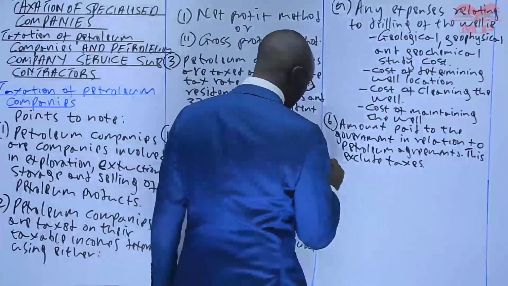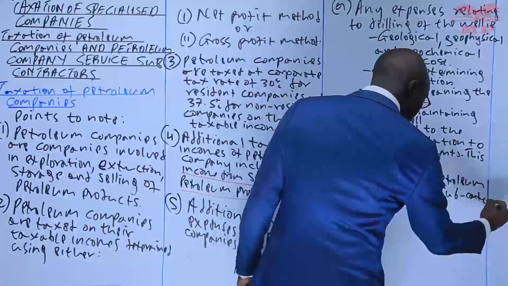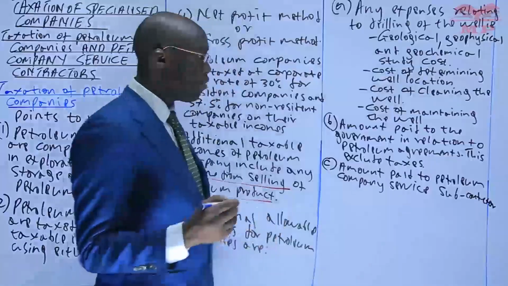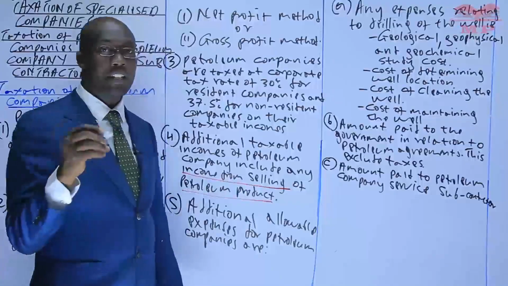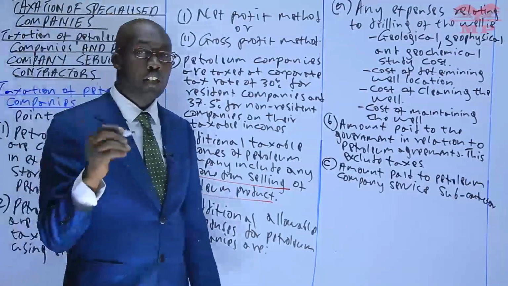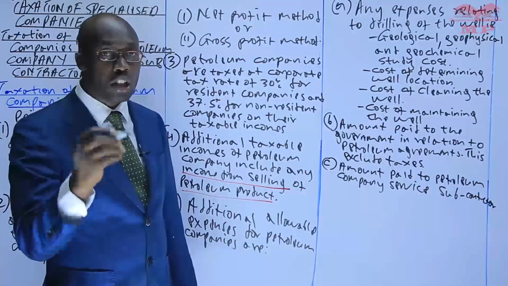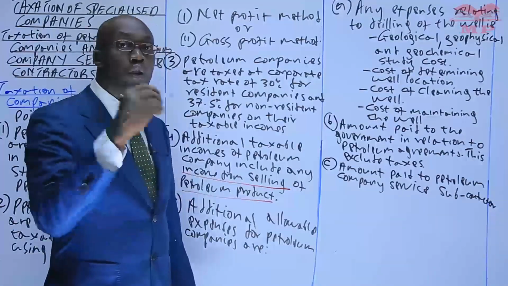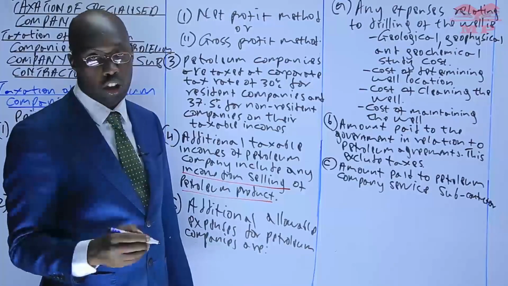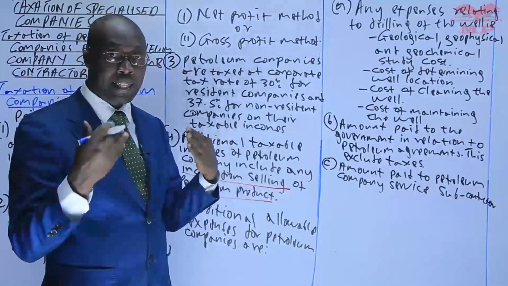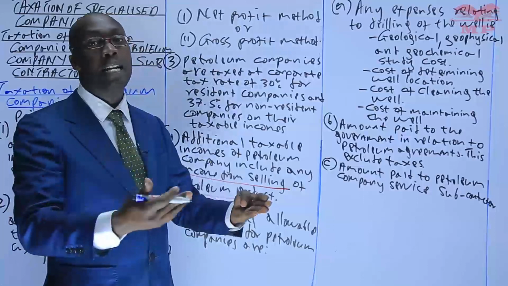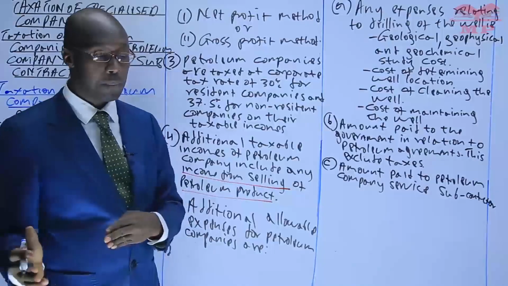Point number C is the amount paid to petroleum company service subcontractors. When you talk of a petroleum company service subcontractor, it is any other company that is contracted by the petroleum company to help in the oil exploration. So when that company offers the service, it is paid for the service rendered. That is supposed to be an allowable expense.